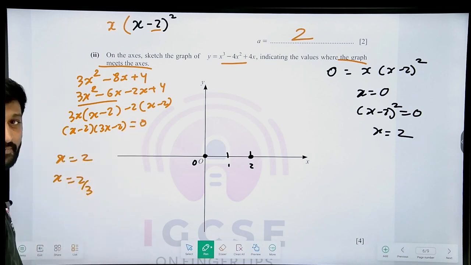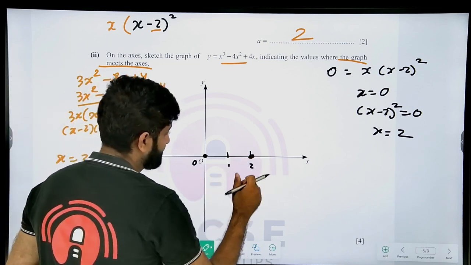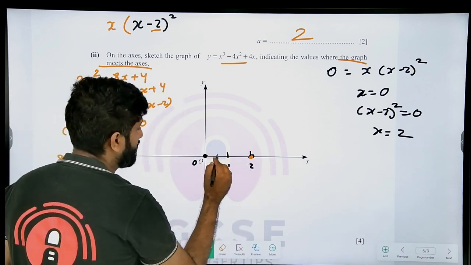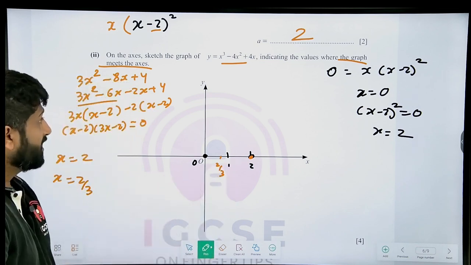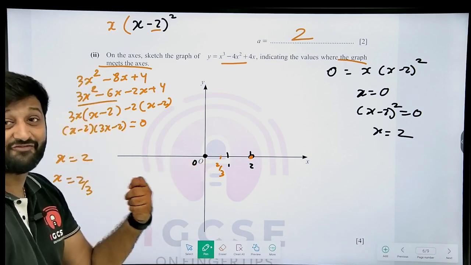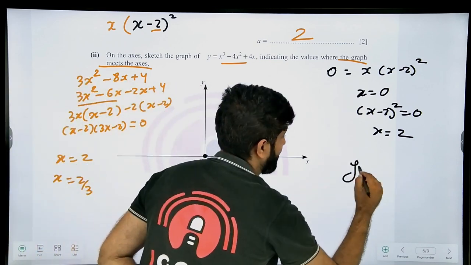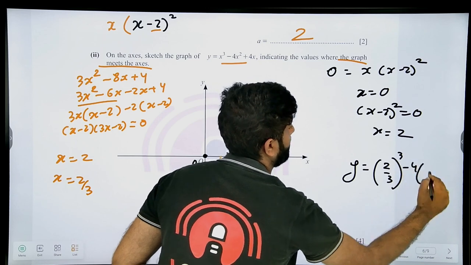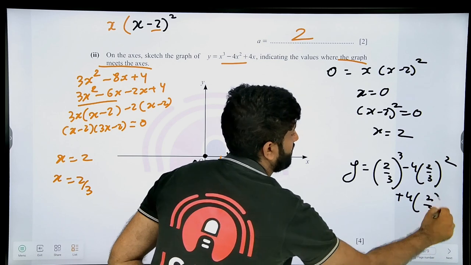Guys, these are my turning points. So x equals 2, this is a turning point, and 2 by 3, which is 0.667. There is one more turning point somewhere over here. Now, what is the value of y when x is 2 by 3? Let us find that. So y equals (2 by 3) cube minus 4 into (2 by 3) square plus 4 into 2 by 3.